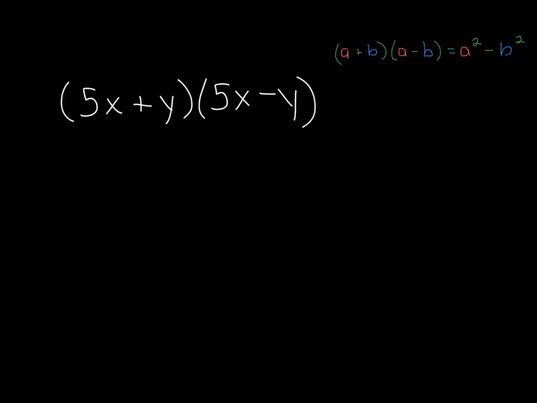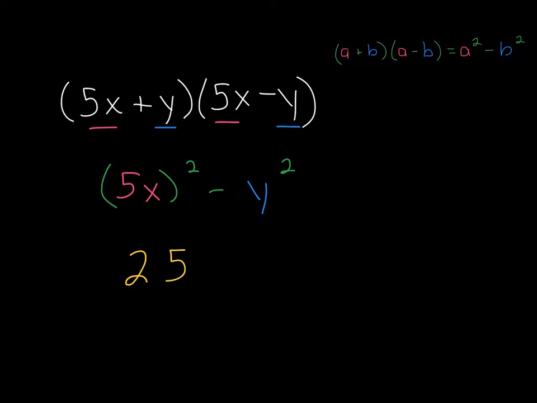All right, one more example. a here is 5x. So we do 5x squared. And b is y. So we do minus y squared. So 25x squared minus y squared.